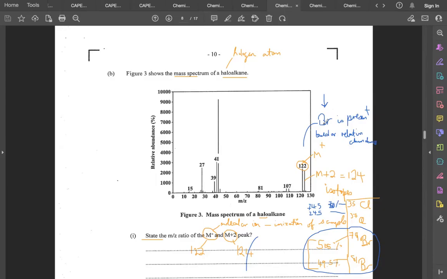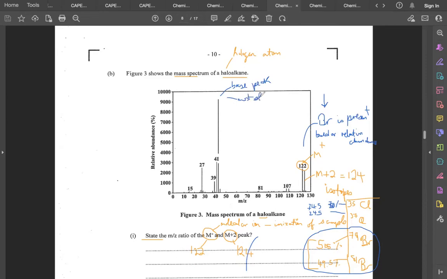Yes, miss. Miss, how do we know the M plus peak is 122? So the molecular ion peak, right? Okay, so let's look at the whole spectrum holistically. From the mass spec theory, we know that the peak that has the highest abundance, we call this our base peak. And this peak is coming from our most stable fragment, so it's a fragment of the entire molecule. So the base peak is our most stable fragment.